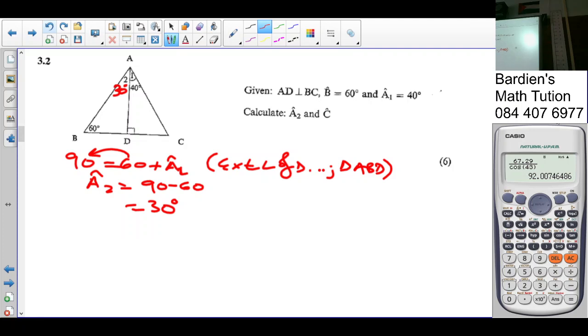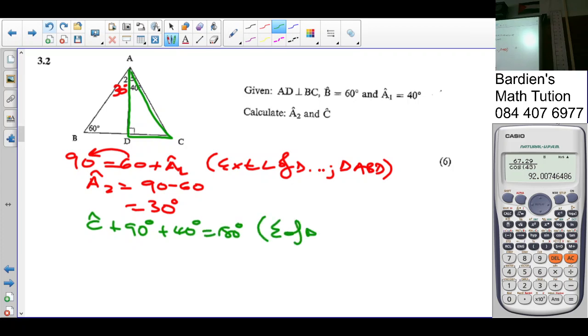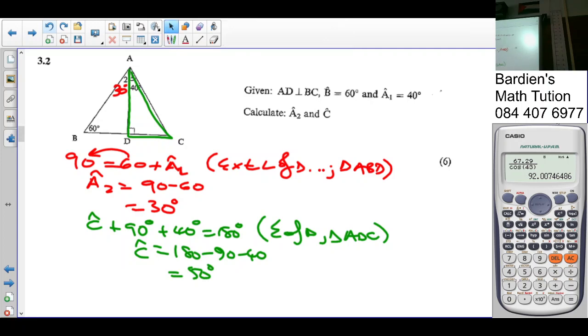How are you going to calculate angle C? Sum of angles of a triangle. So angle C plus 90 degrees plus 40 degrees equals 180. Why? Sum of angles of a triangle, this triangle ADC. So angle C is equal to 180 minus 90 is 90, minus 40 is 50 degrees. Any confusion here? No?